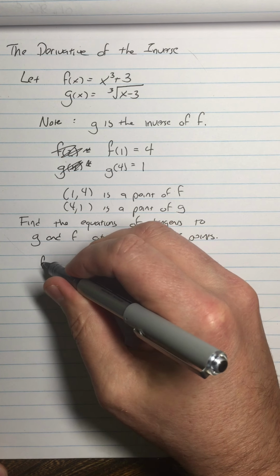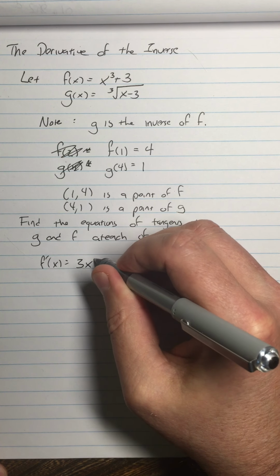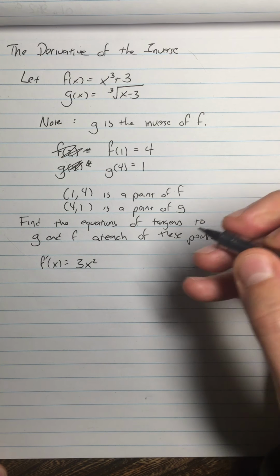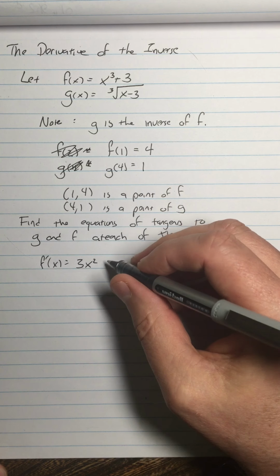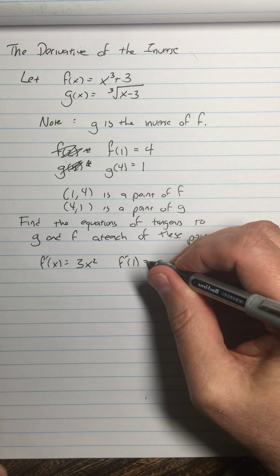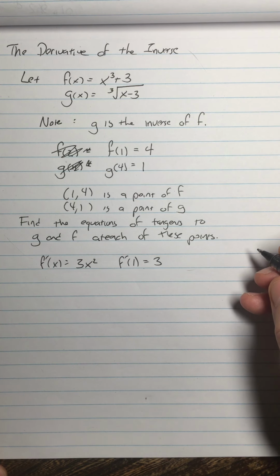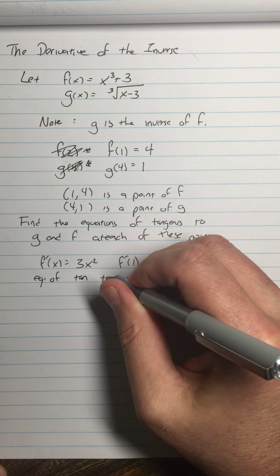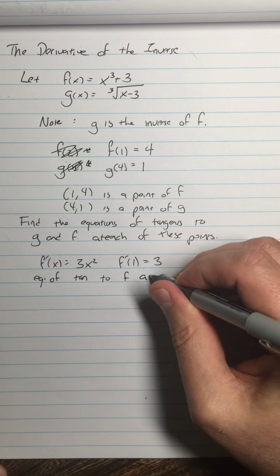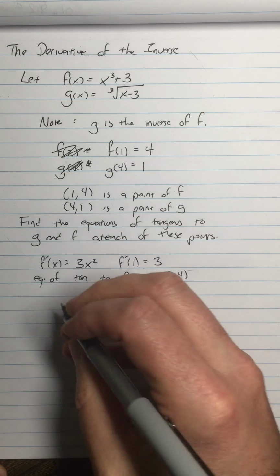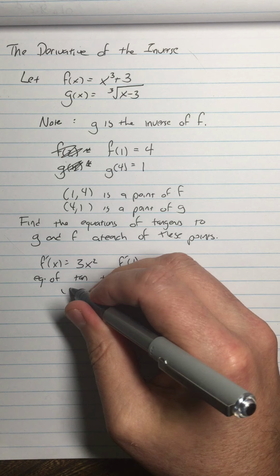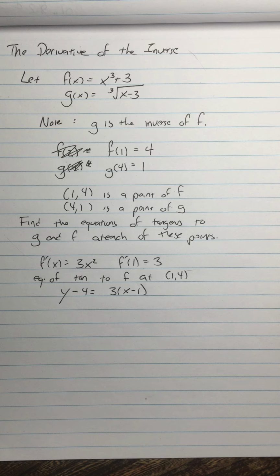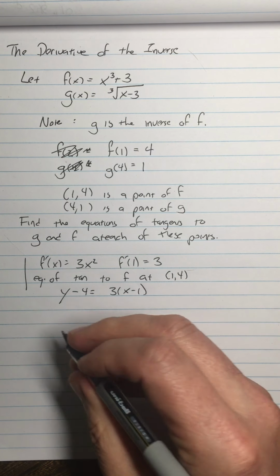So f prime is easy. F prime of x is 3x squared. And I will need f prime of 1, since I'm going to do the tangent to f at 1, 4. So f prime of 1 equals 3. And then I can say the equation of the tangent to f at the point 1, 4 is going to be y minus 4 equals 3 times x minus 1. All right, so I got that equation of the tangent. That's doing f. Now let's do g.